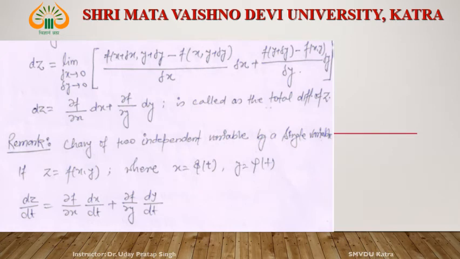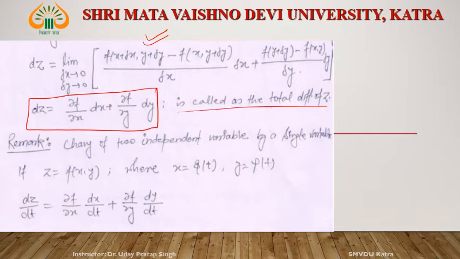Taking the limit as delta x tends to 0 and delta y tends to 0, we get dz is equal to del f by del x dx plus del f by del y dy. This is the partial derivative of f with respect to x, and this is called the total derivative of z. Now consider one more result.